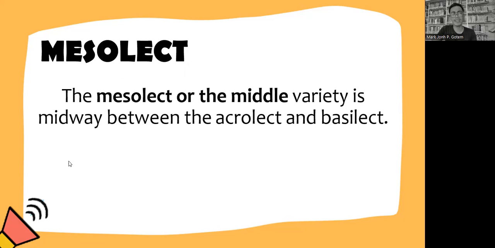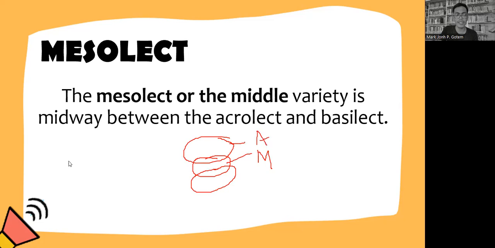Next, we have the Mesolect. The Mesolect, or the middle variety, is midway between the Acrolect and Basilect. If the Acrolect is here, the Mesolect is in the middle, and the Basilect is here. So the Mesolect is a variety of speech that is midway between Acrolect and Basilect. Don't be confused. Next.